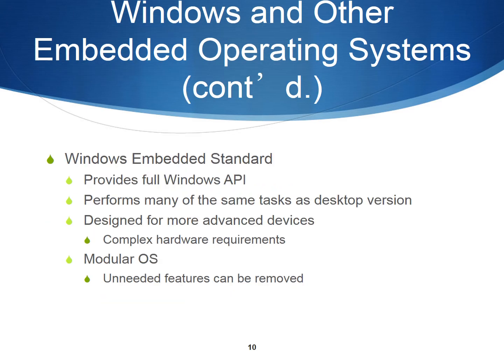Windows and other embedded operating systems, continued. Windows Embedded Standard provides the full Windows API and performs many of the same tasks as the desktop version, but is designed for more advanced devices. It has complex hardware requirements, but it is modular and any unneeded features can be removed easily.